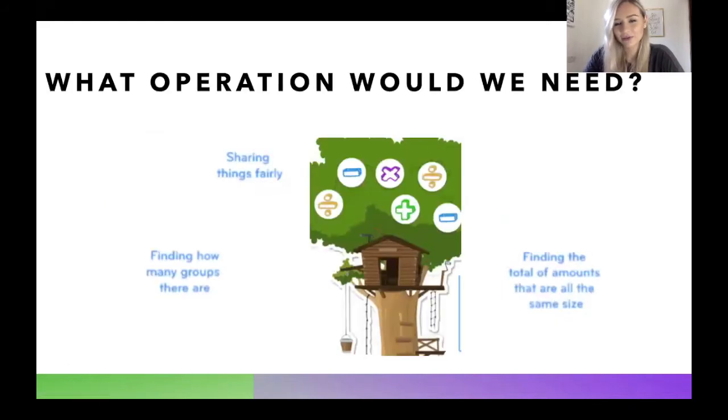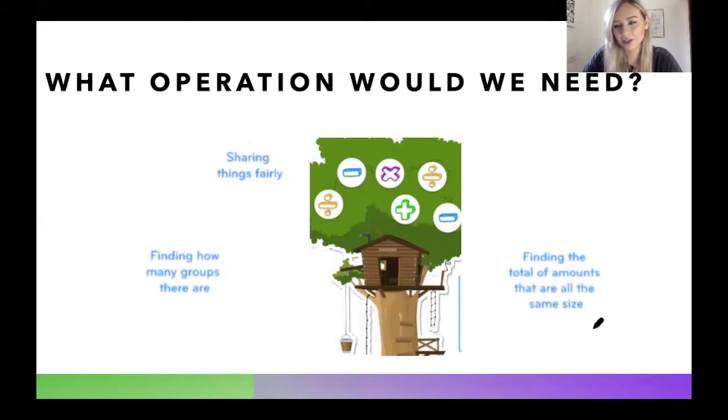Here we have another example of our operation tree. So I have the operations up at the top and I've got some sentences that we need to match up with the correct operation. So the first one says sharing things fairly. The next one says finding how many groups there are. And this last one down here says finding the total amounts that are all the same size.